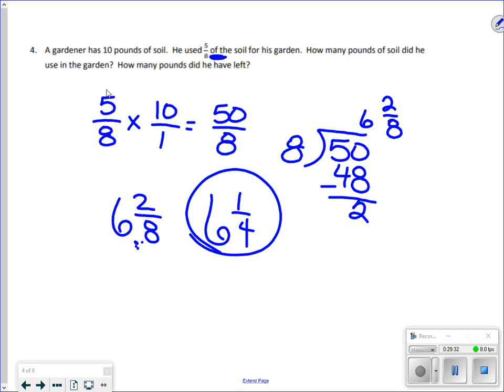However, this is a simplified version of this. So if you did 6 and 2/8, it's technically not wrong. That's why I don't mark it wrong.